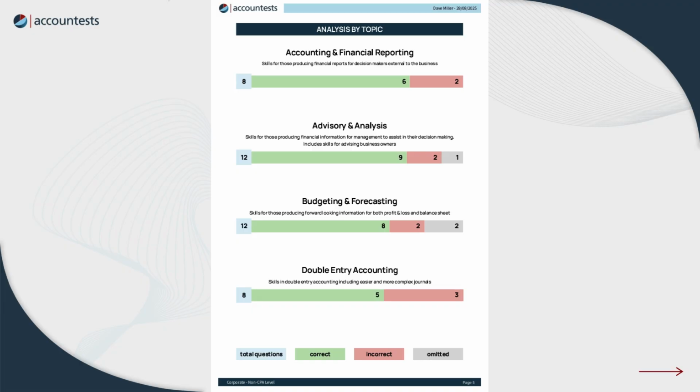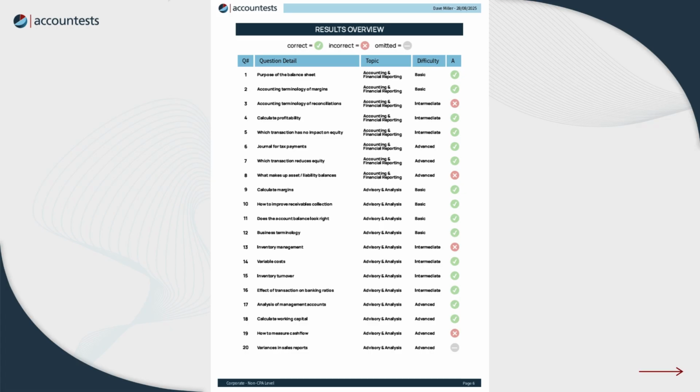Here we're covering accounting and financial reporting. So that's looking at reporting requirements, although knowledge of the details of reporting standards like US GAAP is not part of this. Advisory and analysis is looking at using the financial information to help management make decisions. Budgeting and forecasting, so that's the forward-looking information, both profit and loss and balance sheet. And then double entry accounting is the debits and credits part to make sure that those core accounting skills are in place.